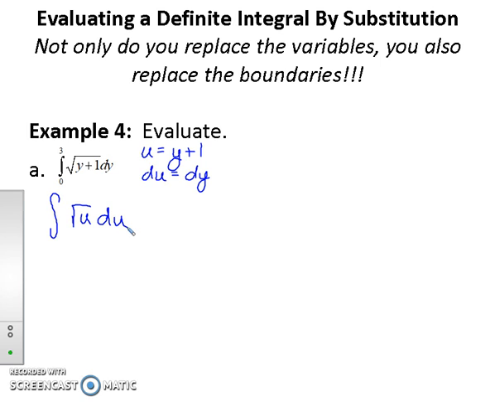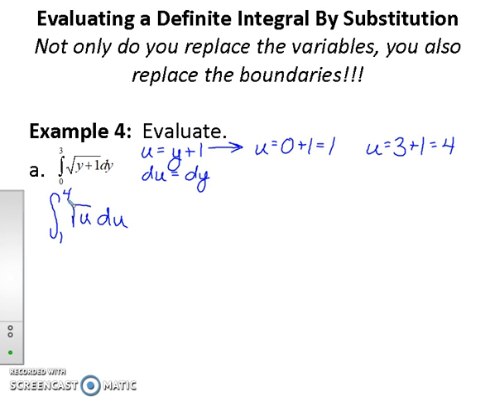Now those boundaries, 0 and 3, those apply to the letter y. My integral is not in terms of y anymore, so I have to change those as well. I have to substitute 0 in to get that lower boundary, and then I have to substitute 3 in to this u equals y plus 1 to get my new boundaries. So my boundaries are now 1 to 4.